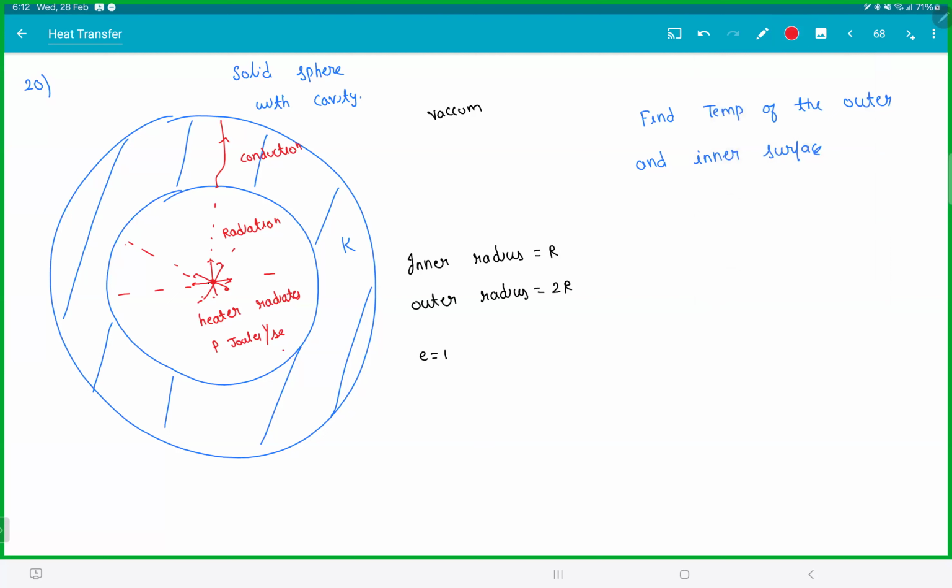And look, what will happen from here? After conduction till here, what will happen? Again, photons will go out now from here. Again, radiation. Do you understand what the total process is? So from the heater to the inner shell, radiation. Inner shell to outer shell, conduction. Outer shell to infinity, radiation. System is in steady state. Find the temperature of the outer and the inner surface in steady state.